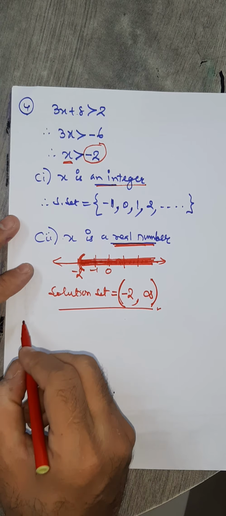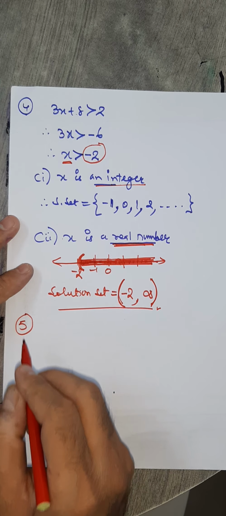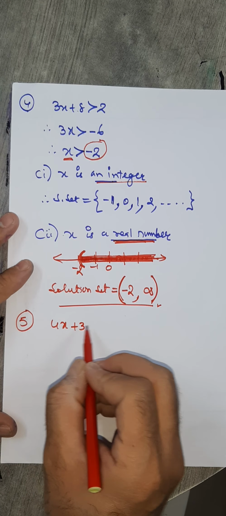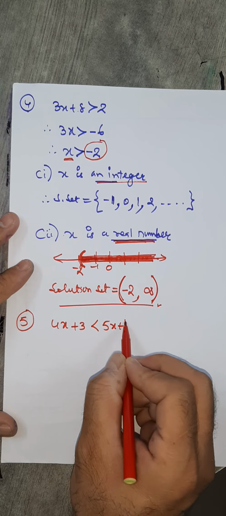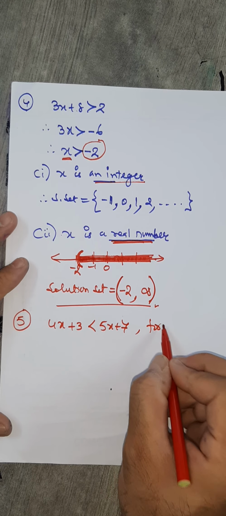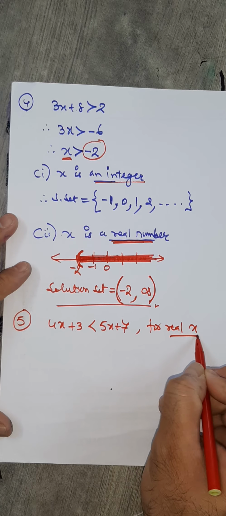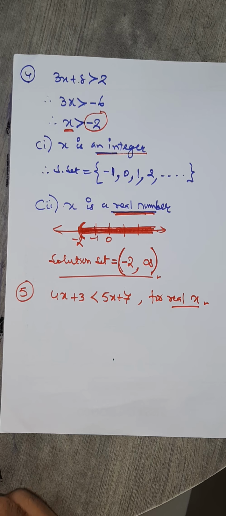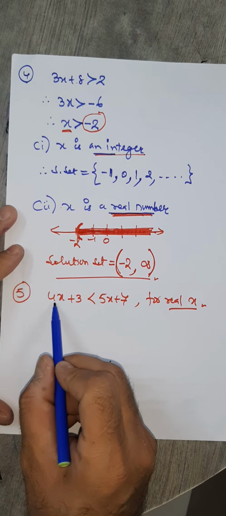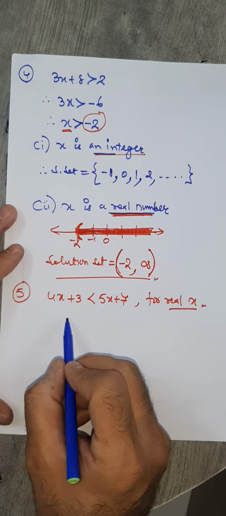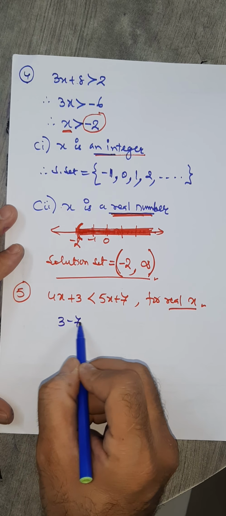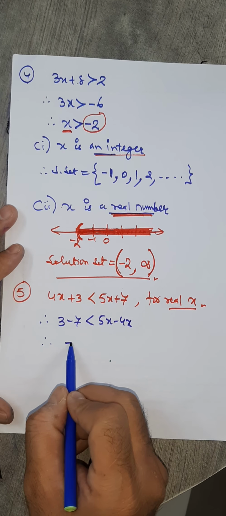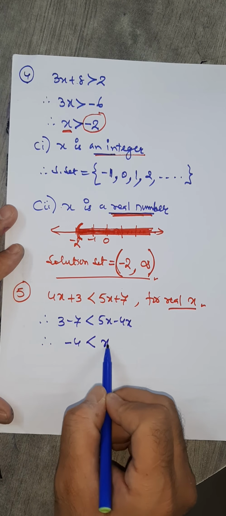Next, fifth question, question number 5. Solve the inequalities. The question is the same. Now you have 4x plus 3 less than 5x plus 7. Right? For real x, that's given in the question. For real x. So every real number here. Okay. So what do we do? We make x the subject of the expression. I'll take 4x to that side and 7 to this side. So 3 minus 7 is less than 5x minus 4x. So this is minus 4 here. This is nothing but x.